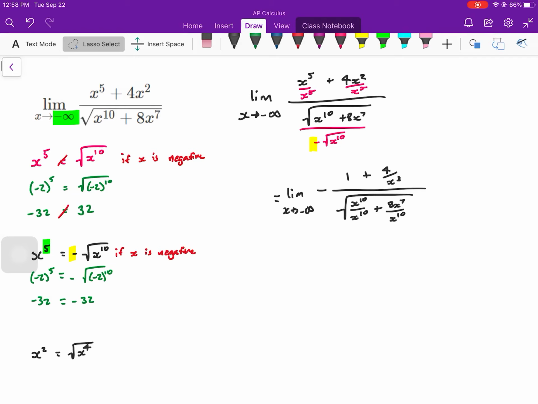Alright, so now let's go ahead and apply that limit. So we know that this will go to 0. This will go to 0, and this is just equal to 1. X to the 10 over x to the 10 is just 1. So we'll get negative 1 over the square root of 1, which is just negative 1.